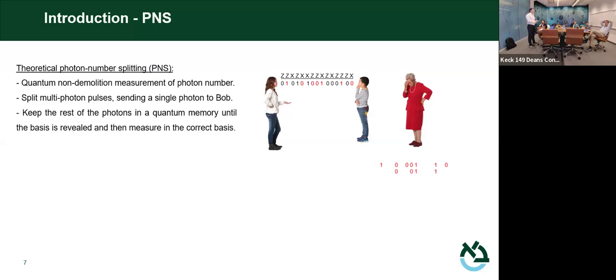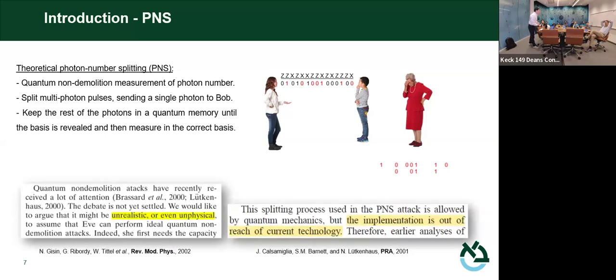So why is Eve still upset in this picture? Basically, because the greatest researchers in this field claimed for years that this attack is interesting theoretically, but it cannot be implemented, maybe even unphysical. Why? Because you have to perform quantum non-demolition measurements, which are really difficult. Then, once you perform the quantum non-demolition measurement, you have to somehow split the pulse deterministically such that one photon goes to Bob and the rest are kept at your side. Then you need to have a quantum memory. And all of these parts are really, really difficult experimentally, perhaps even impossible.